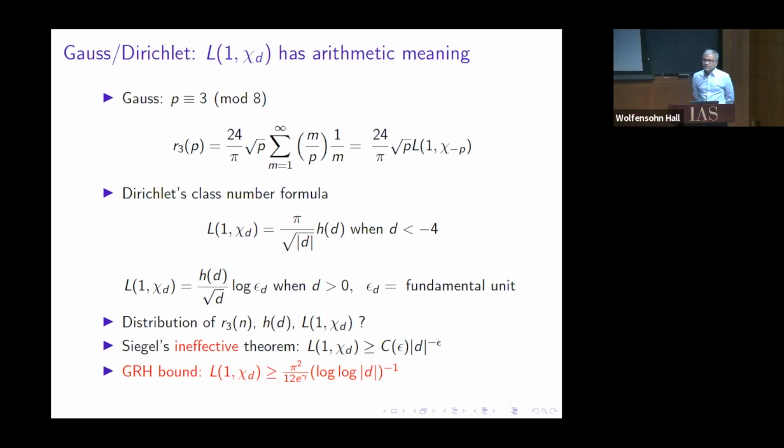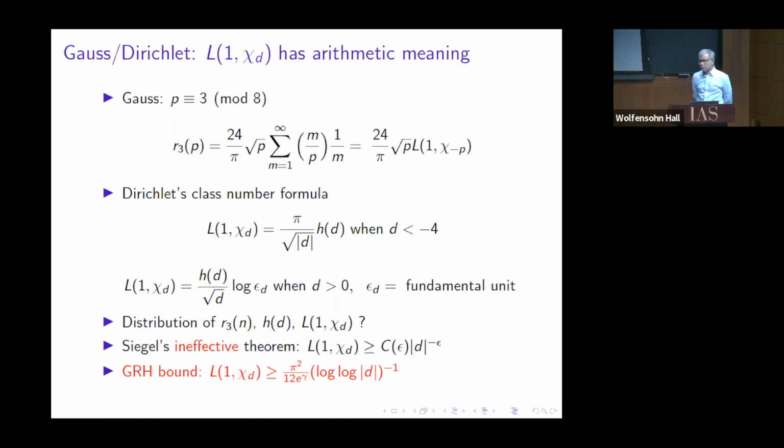And already these connections make you wonder about the distribution of values of the number of ways of writing integers as sums of 3 squares, or equivalently of L(1, chi_d). And there are two kinds of problems that you could ask. One is, what happens for a typical character? What do these values largely look like? And then, of course, the very interesting problem of what happens for all characters. So can you give a bound that works for every single discriminant?